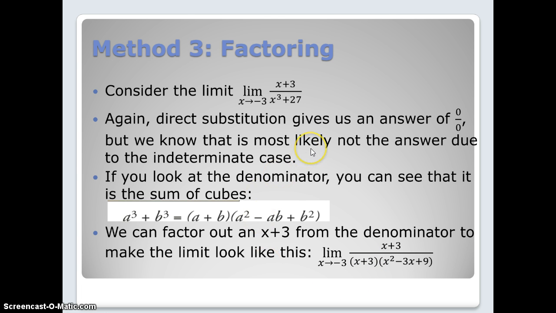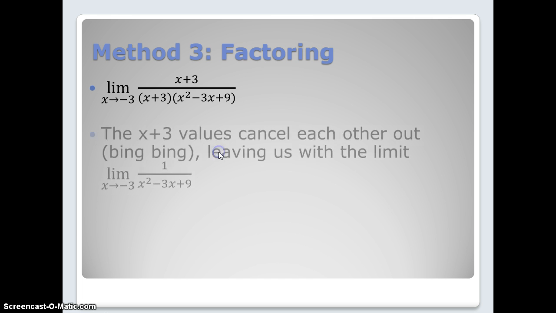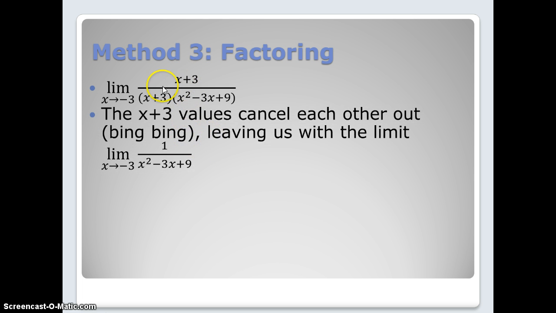Alright, so do you think there's anything we can remove from this equation? Maybe that x plus 3, we can get rid of that? Well, yeah, let's take a trip back to geometry, where we had our favorite friend, Mrs. Warren, who always sung the tone of Bing Bing. We can cancel these x plus 3 values out because there's no plus or subtraction sign between them. In the words of Mrs. Warren, Bing Bing. This would now leave us with the limit as x approaches negative 3 of 1 over x squared minus 3x plus 9.